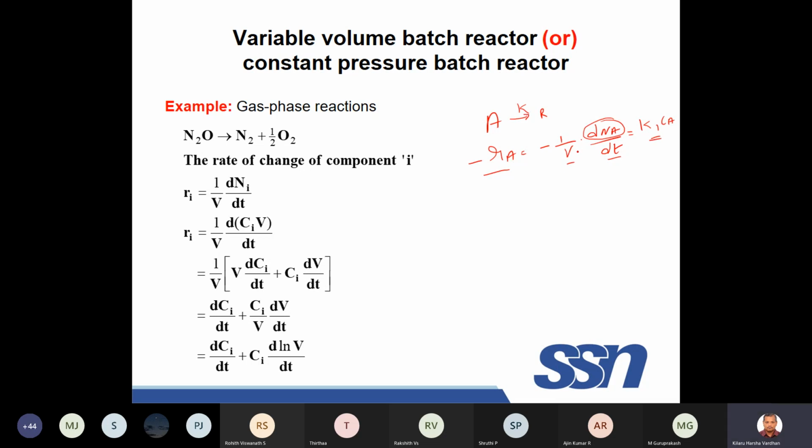Now, since V is constant volume, you are taking it inside the differential. Then you are putting minus d of (NA by V) by dt, that is nothing but minus dCA by dt. That is what you are putting. For a constant volume, you can take V inside the differential, and then you can integrate it. But actually, if there is a variable volume, you cannot just take V as a constant like that. Understand? This is not a constant. This is changing.